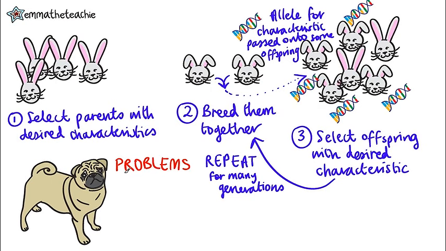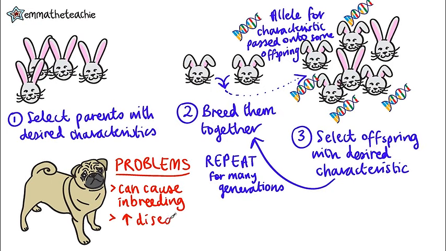There are some problems with selective breeding. It can lead to inbreeding. This is when some breeds have an increased risk of disease or inheriting genetic defects. For example, pugs are known to have an increased risk of eye diseases and they often have breathing problems.